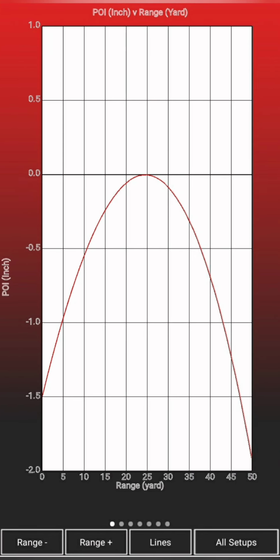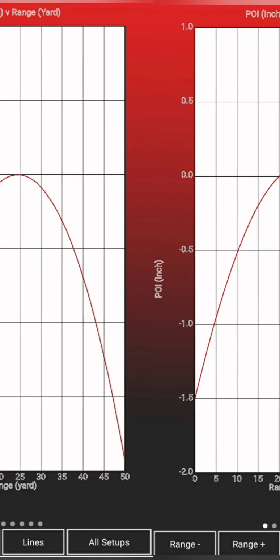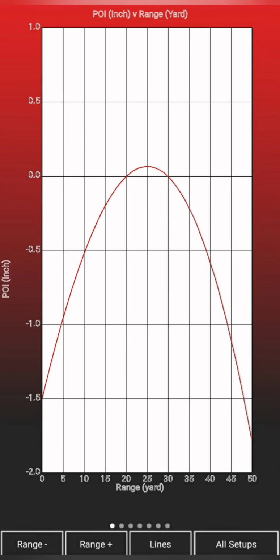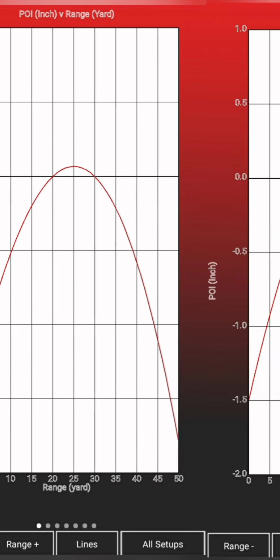Here's a graph of my trajectory at 0 to 25 yards, shooting 925 feet per second. As you can see, the apex of my trajectory is at 25 yards. If I move my zero out to 30 yards, you can see now it's dead on at 20 yards and dead on at 30 yards, but at 25 yards your impact is actually higher than the crosshair. I have a primary zero and a secondary zero, rather.